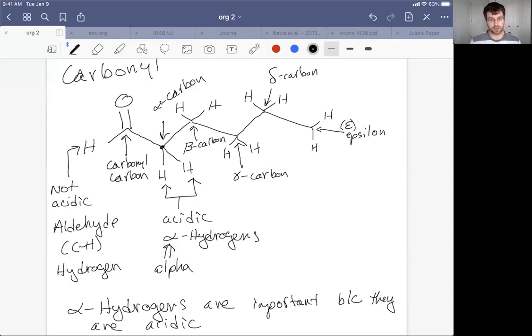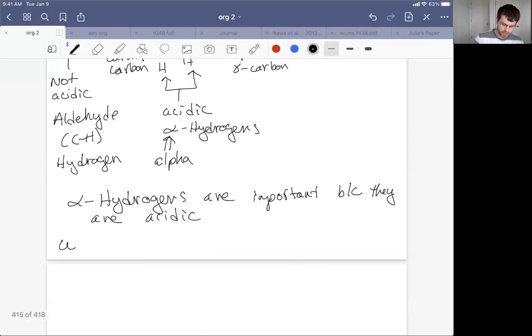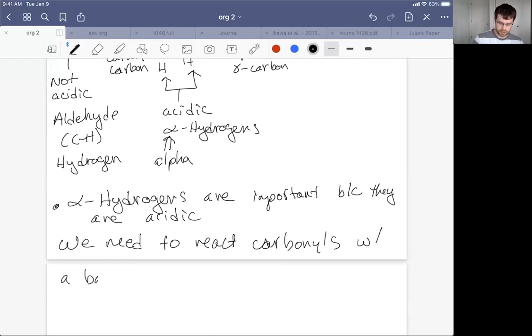The alpha position is important to us right now because it has with it alpha hydrogens. Those are acidic. What I want you to be able to do now is recognize an alpha position in a carbonyl and distinguish it from an aldehyde hydrogen. The aldehyde hydrogen does not react with base. It's the alpha hydrogen that reacts with base. So we need to react carbonyls with a base and draw the resulting enolates.